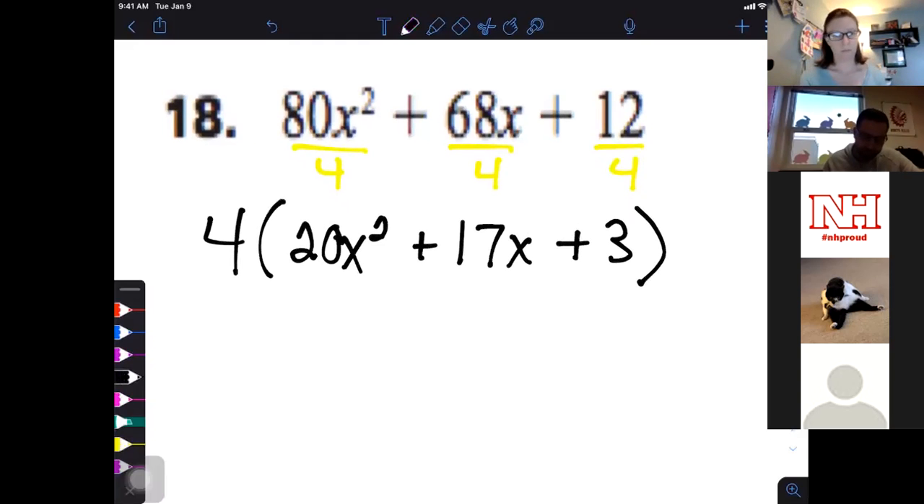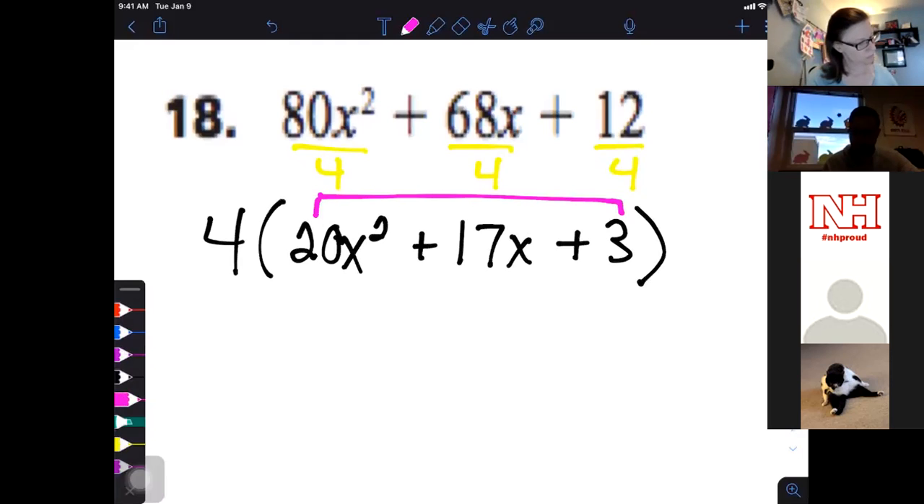Josh, what is my AC going to be in this case? Your AC, your A is going to be 20 and your C is going to be 3. Good. So what's your AC value? 20 times 3 gives you? Oh, it'd be 60. Good. And that's a positive 60. So what are some factors of 60 besides 1 and 60?